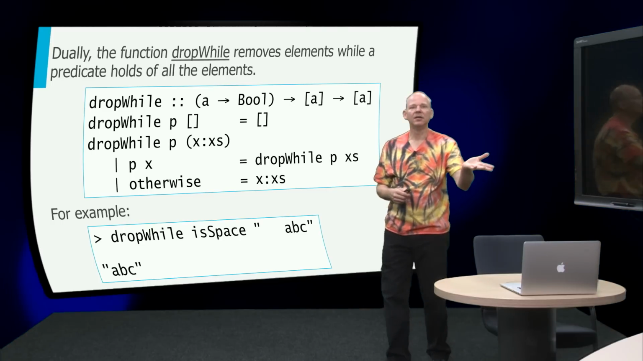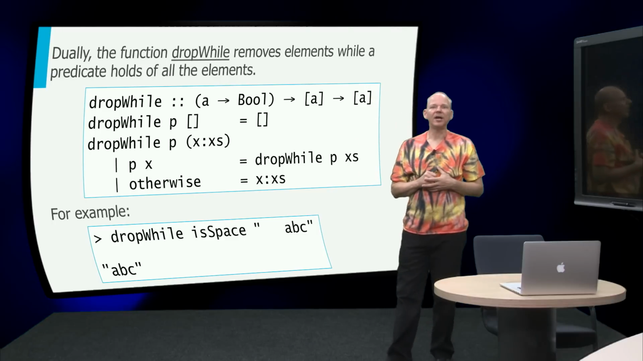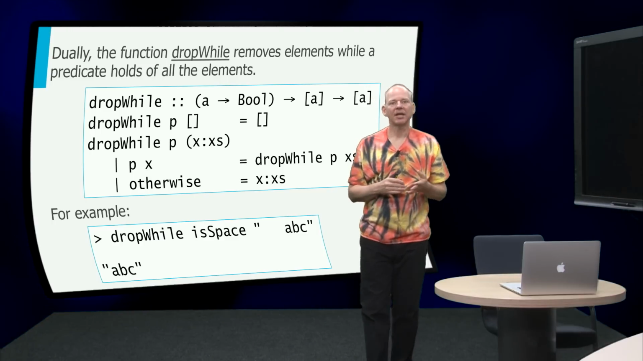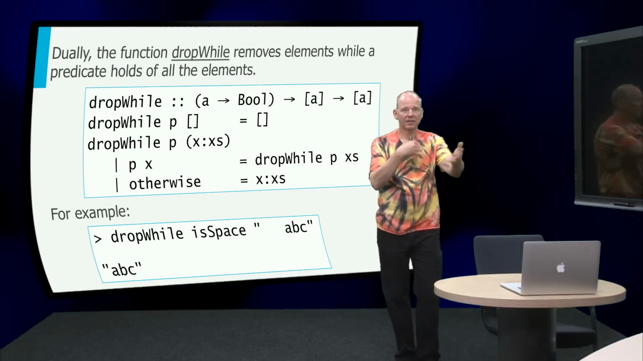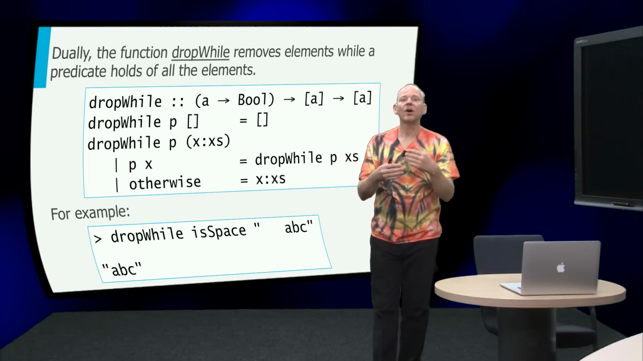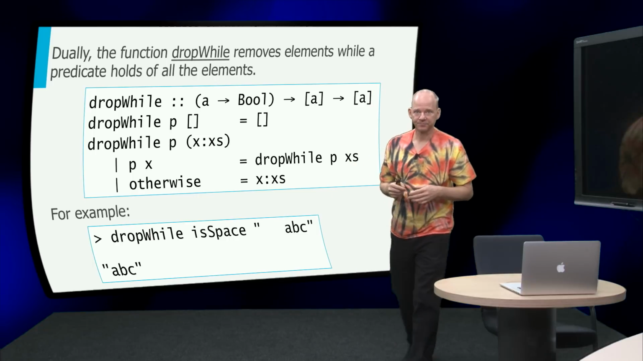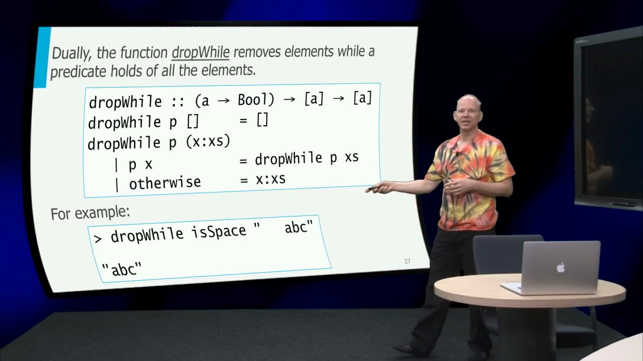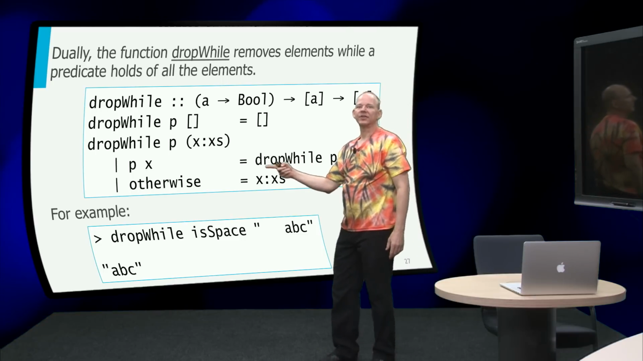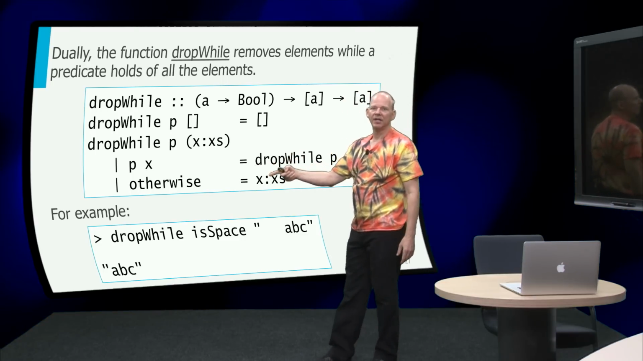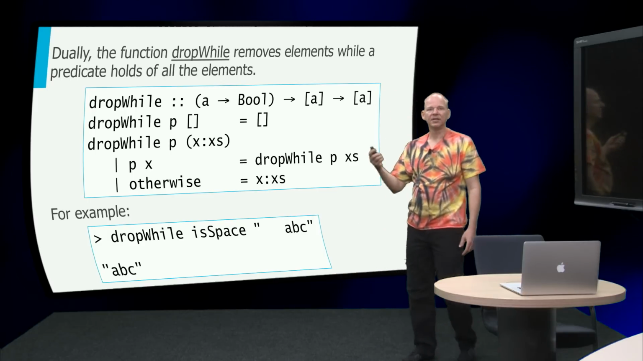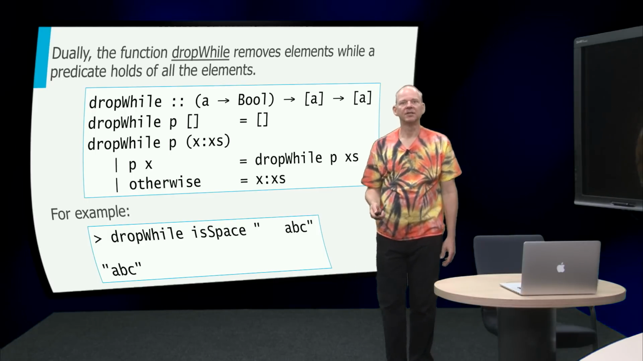Dually to takeWhile, we have the function dropWhile that removes all the elements while a predicate holds. TakeWhile keeps all the elements until the predicate is false. DropWhile drops the elements until the predicate turns false. So you see here that in this case it drops the value, and instead of returning the empty list there, it just puts the value on top of the rest.